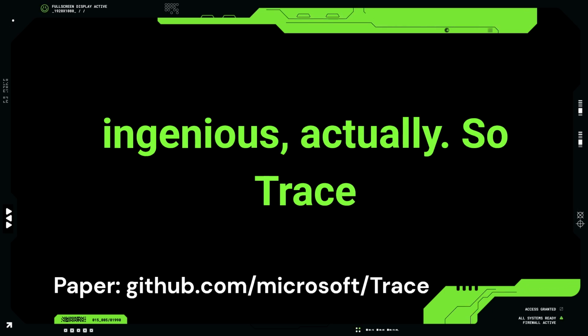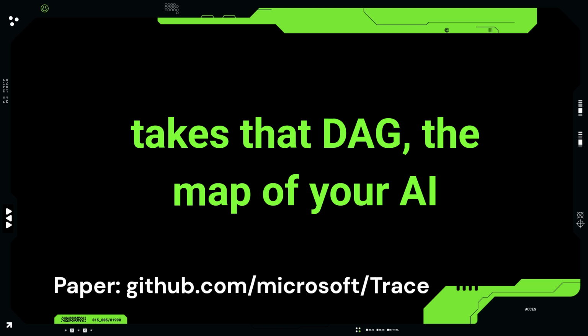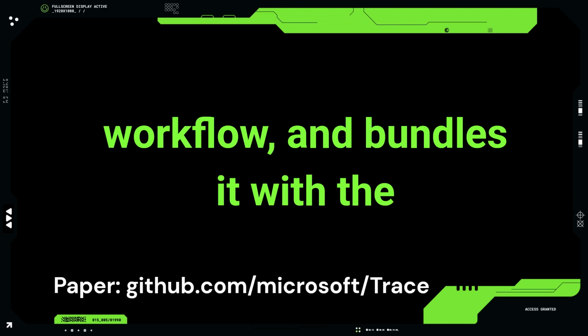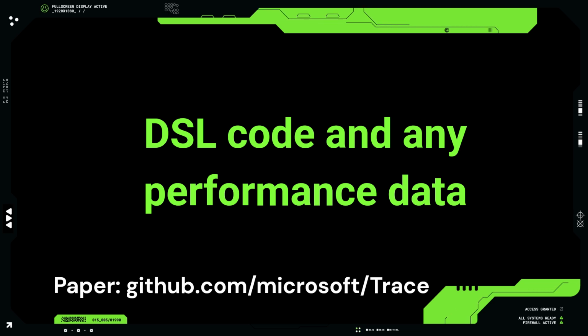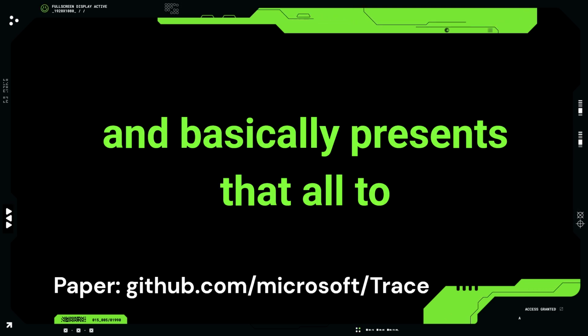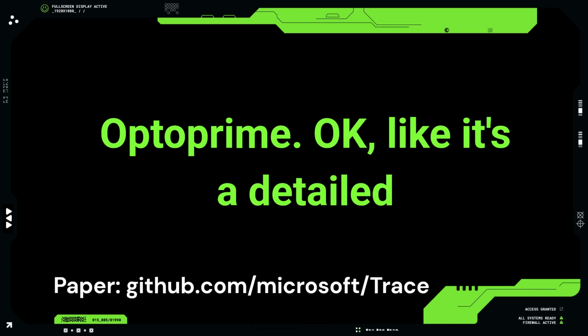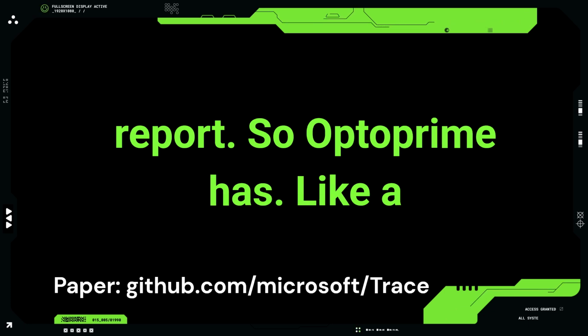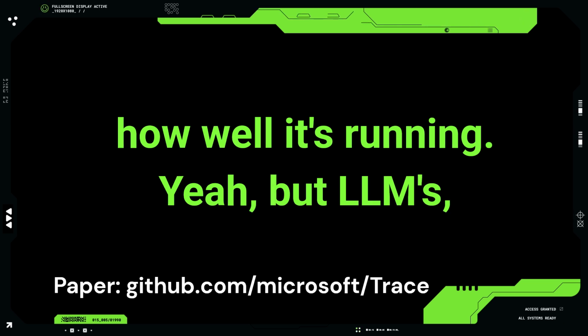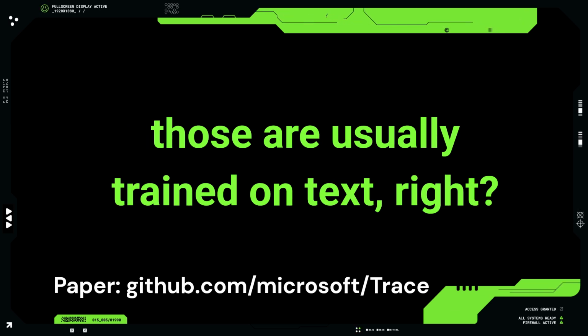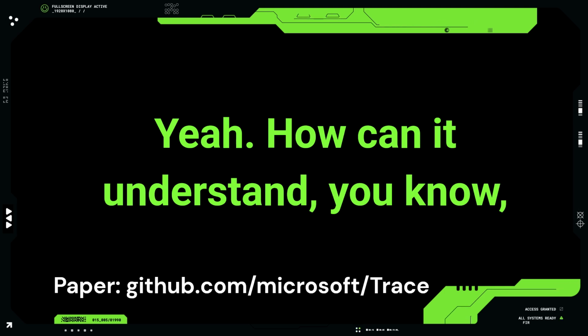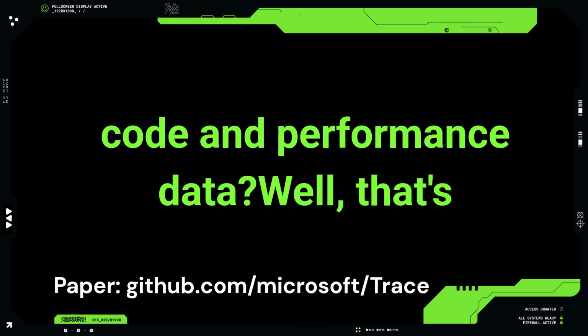It's pretty ingenious, actually. Trace takes that DAG, the map of your AI workflow, and bundles it with the DSL code and any performance data, and basically presents that all to OptoPrime. Like it's a detailed report. So OptoPrime has a bird's eye view of the whole system and how well it's running. But LLMs are usually trained on text, right? How can it understand code and performance data?